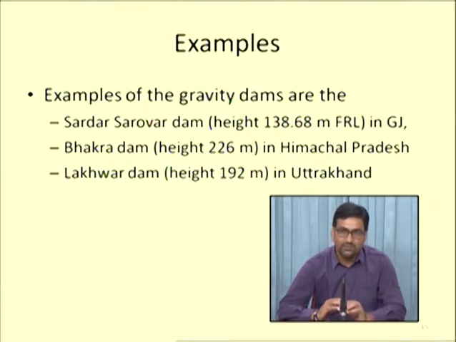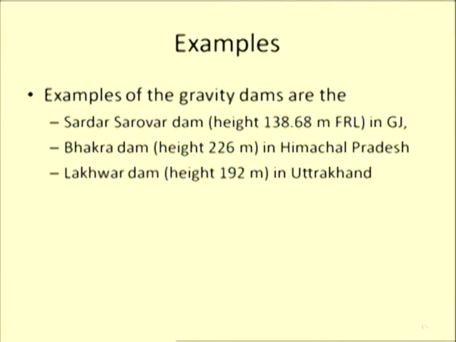Bhakra is very tall, in Himachal Pradesh. The Indira Gandhi canal comes out of it, which irrigates parts of Punjab and Rajasthan, serving many districts in Rajasthan. Then there is Lakhwar Dam in Uttarakhand. It's under construction, with a proposed height of 192 meters. Many other important dams are there; I have just taken three examples. You could find and collect information about many other concrete dams in India for your assignment.